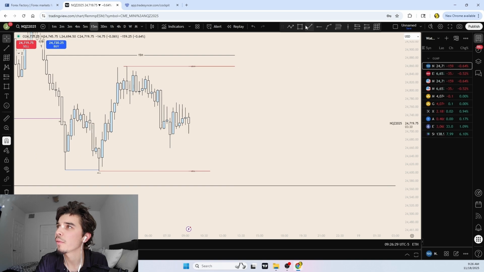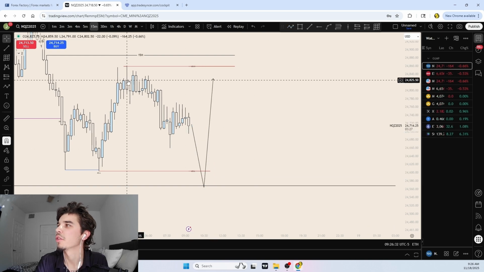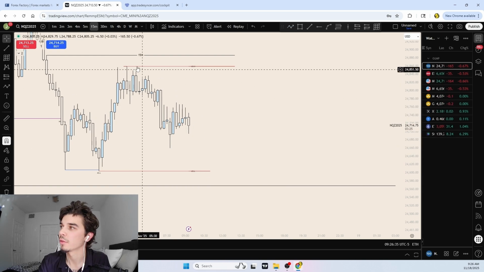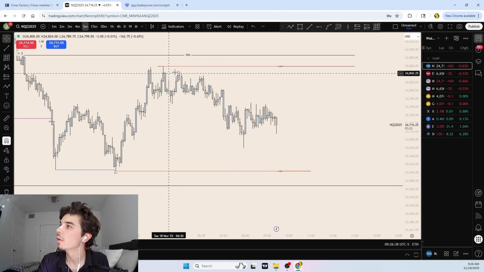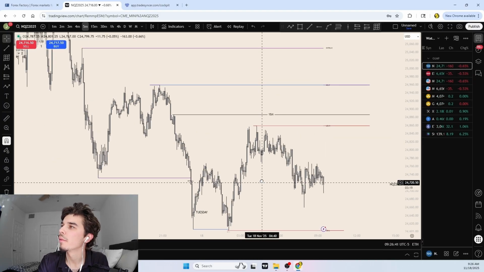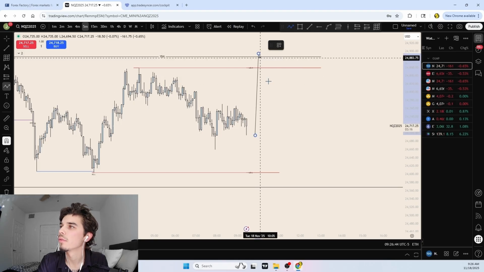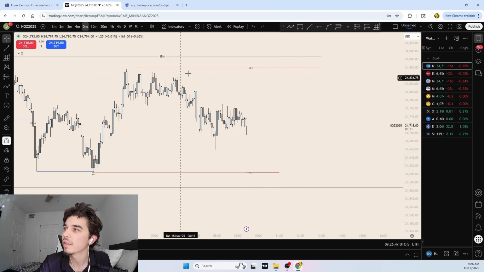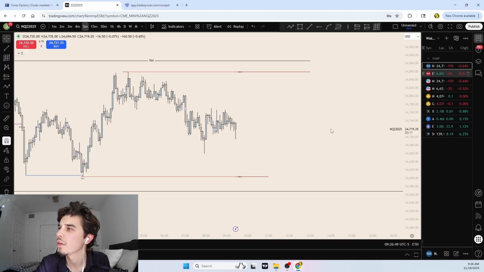So again, if we come down, I'm going to want to see some form of rejection towards these stacked highs, or if we take out those stacked highs first, like look at all this. Scale down real quick. Look at all this. This is beautiful. If we get this, I would then be looking for shorts. So this general area is like my draw on liquidity, I guess you can say.